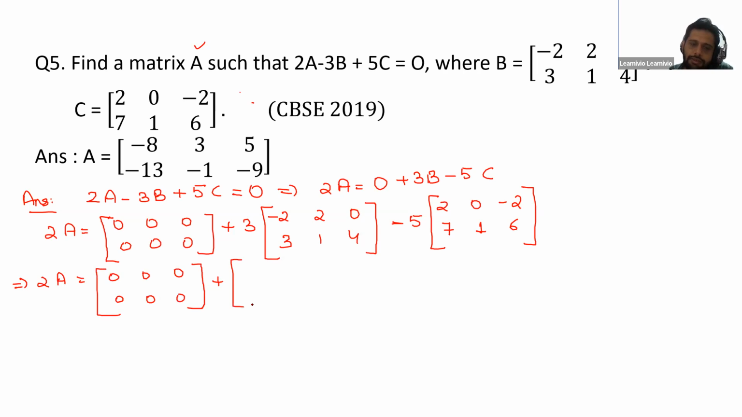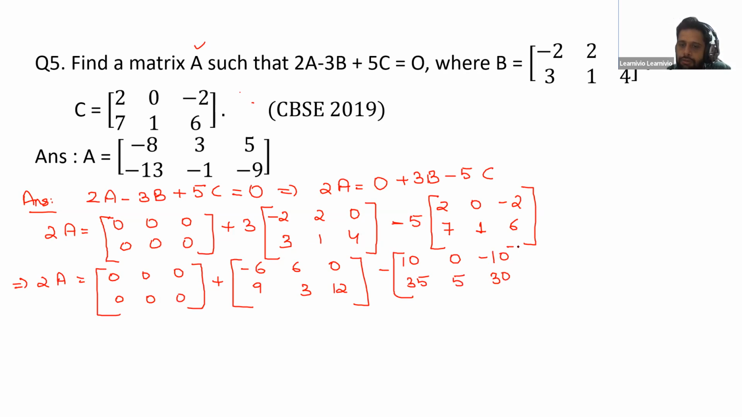Now, multiply this complete matrix with 3, so you will get minus 6, 6, and 0. This is 9, 3, and 12. Here, it's your wish, you can multiply with complete minus 5, or you can multiply with the 5 and then subtract it. So you will get 10, 0, minus 10, 35, 5, and 30. Okay. So from here twice of A is equal to, this will give you 0, 0, 0, 0, 0, 0. And it's better if you add all these two.